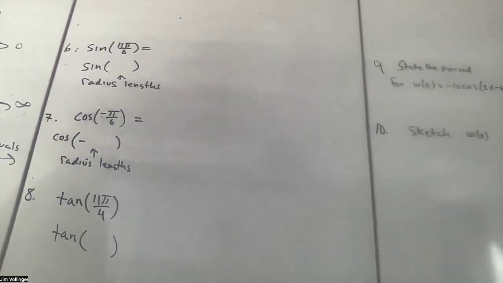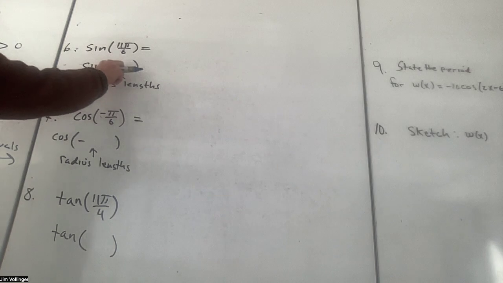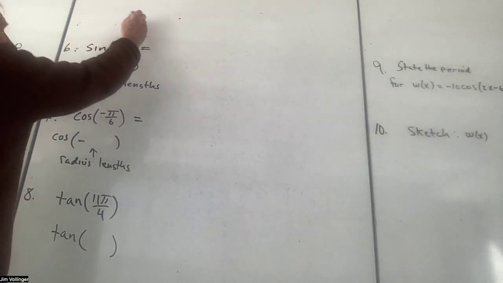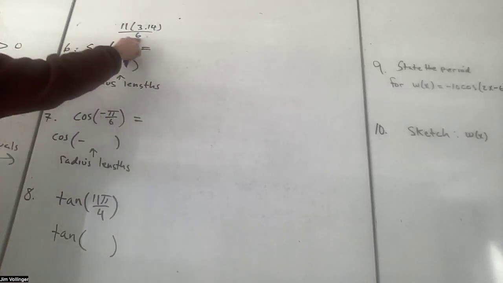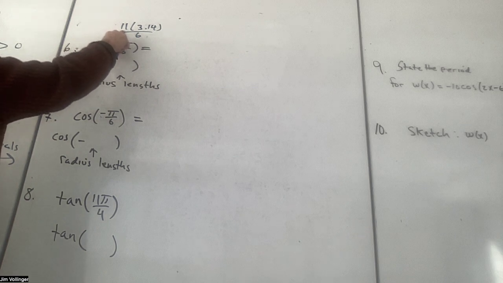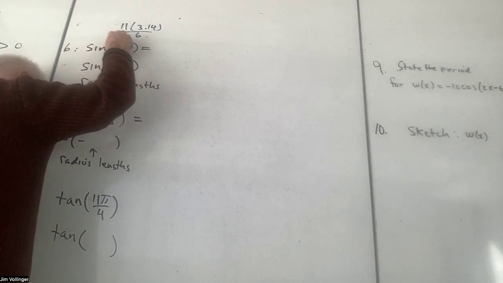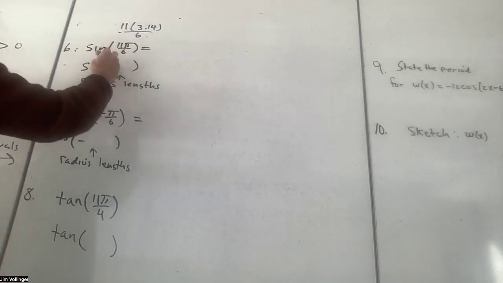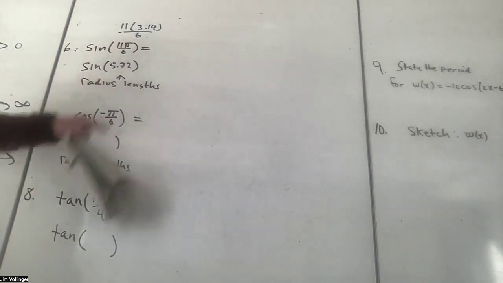Now we're going to do some unit circle work. The sine of 11 pi over 6. Gosh darn it, I was going to find these values for you, and I didn't. All right, so 11 times 3.14. I'll do it the next time. So that's around 0.52 times 10, 5.2 plus another 0.52, 5.72. So that's roughly 5.72 radius lengths.